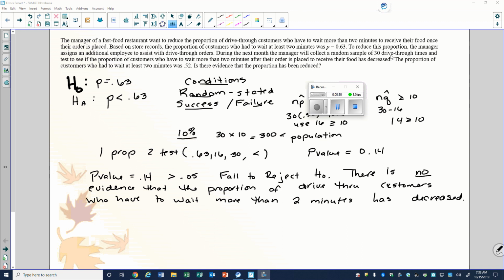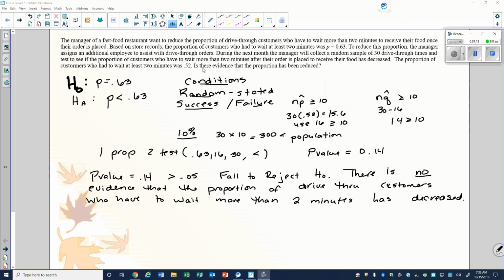So he's going to take a random sample of 30 drive-through times and then test it to see if it has actually decreased. To do this, he is placing an additional employee there, so he's going to pay them an extra salary to try to make this happen. When we run our test, our null hypothesis is we're going to assume that it has not changed. It is still 63%, but we're going to try to prove that after we've added this additional employee, we have decreased that wait time. So now we're going to have less than 63% of our customers waiting more than 2 minutes.